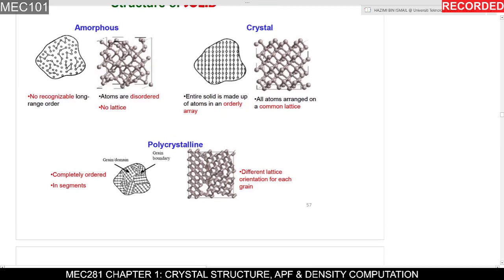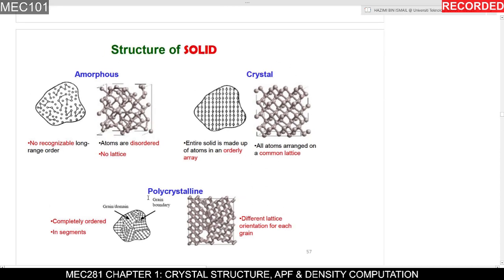So for the single crystal here, we only have one type of pattern, one type of grain. But for this, we have multiple grains that may have different lattice orientation for each grain. That's why we call it polycrystalline. So for solids, you have to know three types. One is the amorphous or non-crystalline. The second is the crystal or single crystal, and the third is the polycrystalline. That's the types of structure in solids.